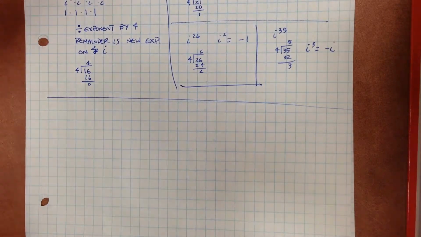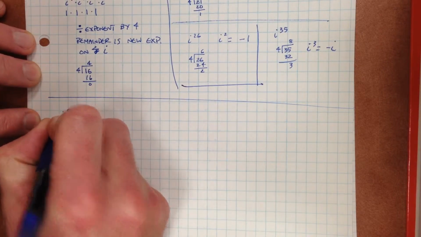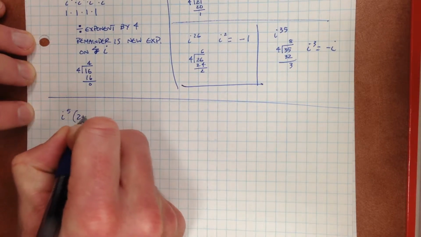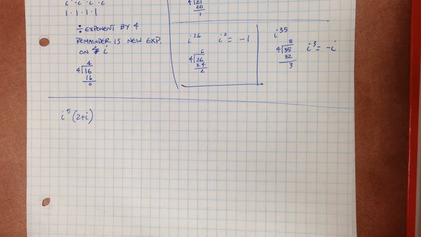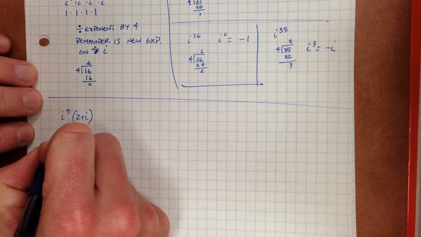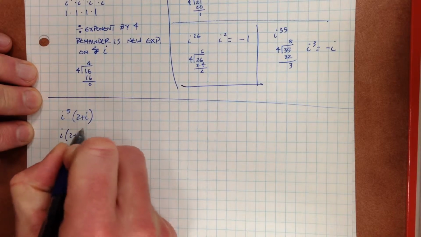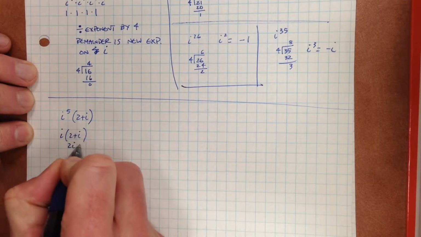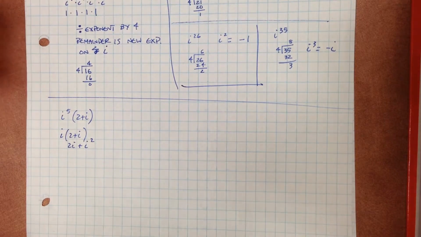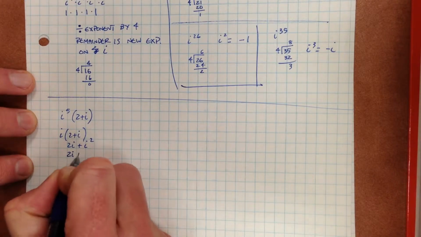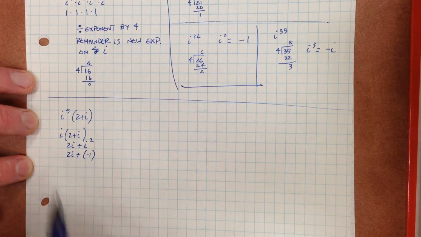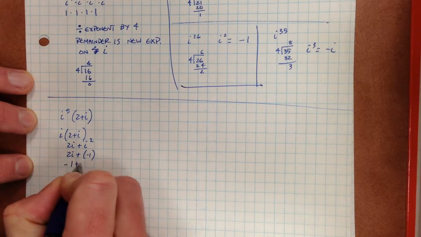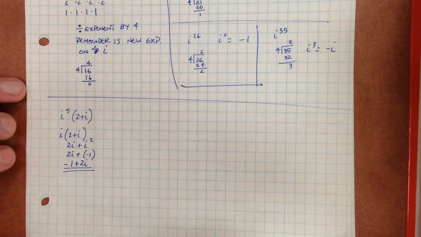We can take a look at some simplification with some distribution as well. You might have something like i to the 5th times 2 plus i. So the first thing you want to do is simplify i to the 5th. So you divide it by 4. Okay, I have an exponent of 1, so it's really just i times 2 plus i. Now we would distribute: 2i plus i squared. You're thinking, oh, i squared. Okay, back to my cheat sheet. i squared is -1. So it is actually 2i plus -1. Okay, I'm going to put my real part first and my imaginary second. So it would be -1 plus 2i as a simplified version.